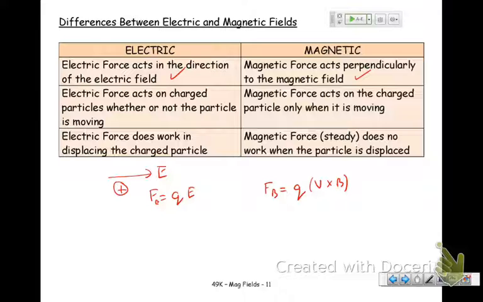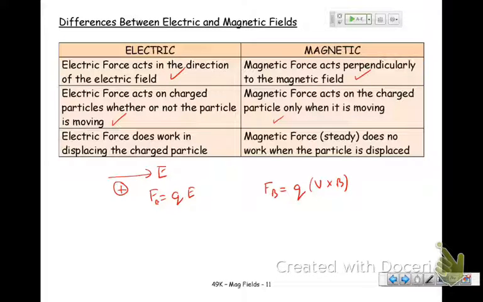Electric force acts on a charged particle whether or not the particle is moving. If you stood still, or if you're moving, you're still going to feel this force. Magnetic force acts on a charge only when it's moving. And the faster it's moving, the bigger the force. It's like the faster you run, the more it pushes you to the side. If you stand still, you won't feel anything. Amazing. This is like the most amazing thing.